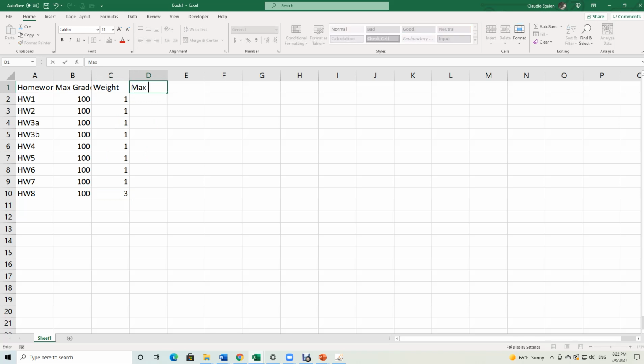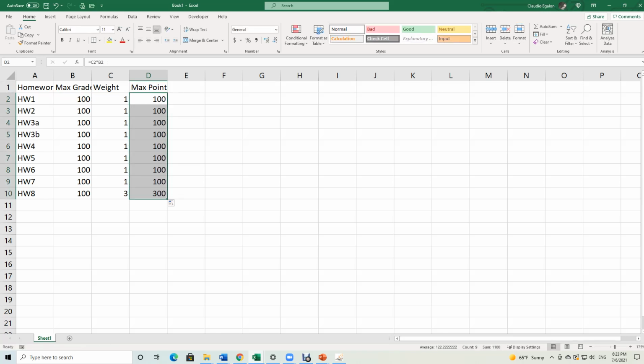Maximum points is going to be what? 1 times 100, right? 1 times 100, only this one is 300. Okay? Like that. So let's say maximum grade.